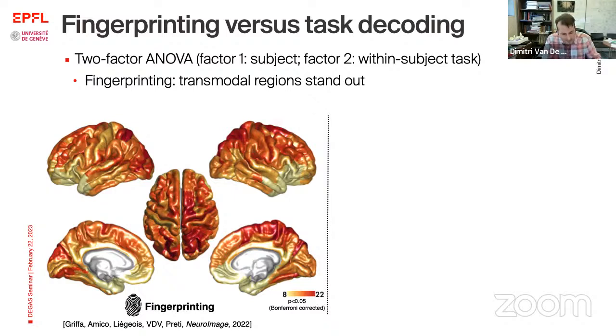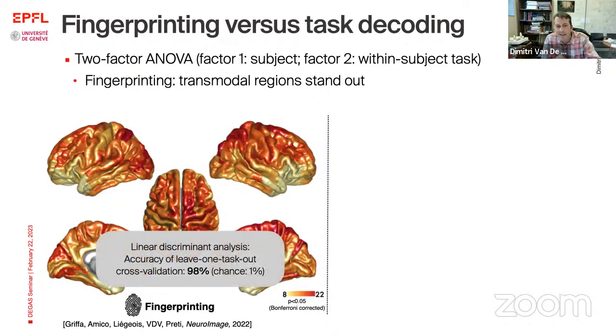And this is nicely complemented by the analysis. To conclude on fingerprinting, this is just a statistical map, but if you do a real decoding with a very simple decoder like an LDA, you already get an accuracy of 98%, where chance level is at 1%, in identifying an individual correctly, only based on his SDI map. So this is quite spectacular in terms of specific information that is also encoded into this brain map.